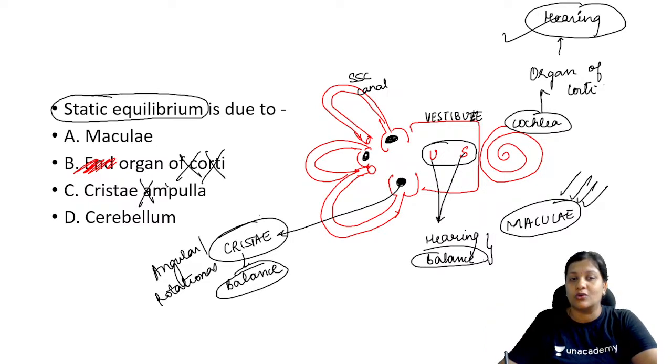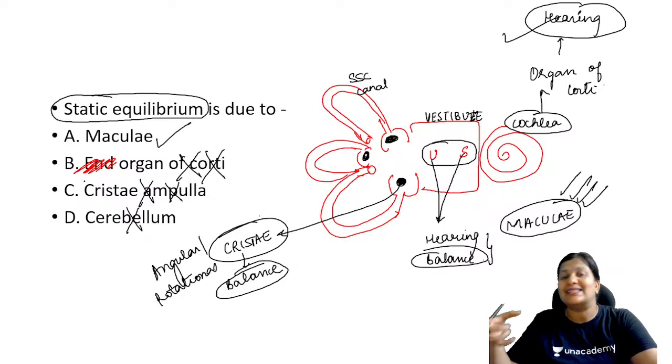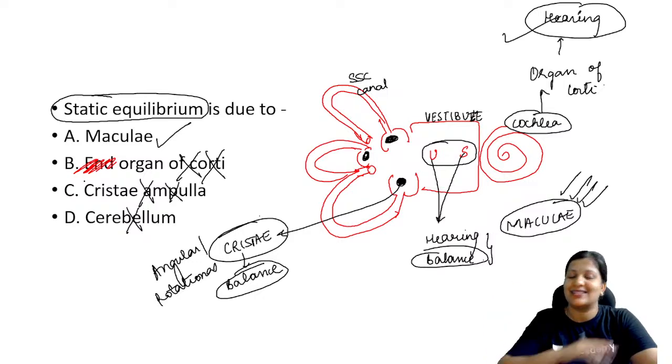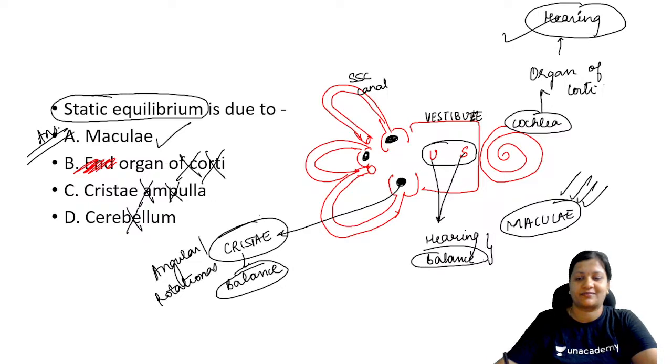So crista is also not the answer here. It is due to macula. Cerebellum will only coordinate. It is not responsible for sensing the movement. Sensors for movement are only macula and the crista. Angular motion by crista, rest all by macula. So the answer is macula.